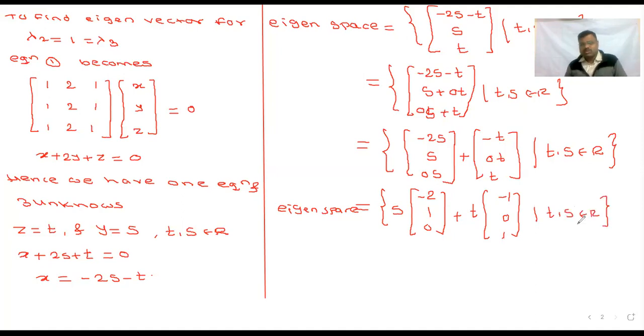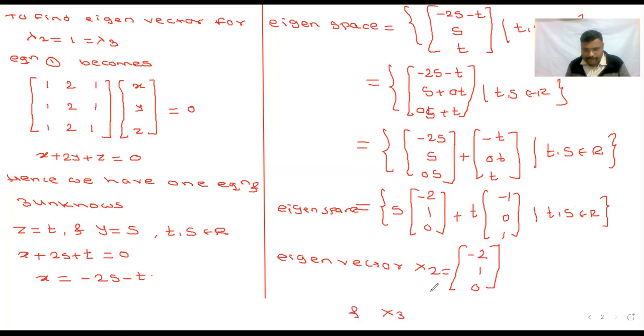याला कुठल्याला पण x2 माना आणि कुठल्याला पण x3 माना. So what is the eigenvector? So eigenvector x2, कुठल्याला पण x2 माना, सिरियली वाटलंस तर minus 2, 1, 0. And x3, what is x3? x3 equal to minus 1, 0, 1. So these are your other 2 eigenvectors.